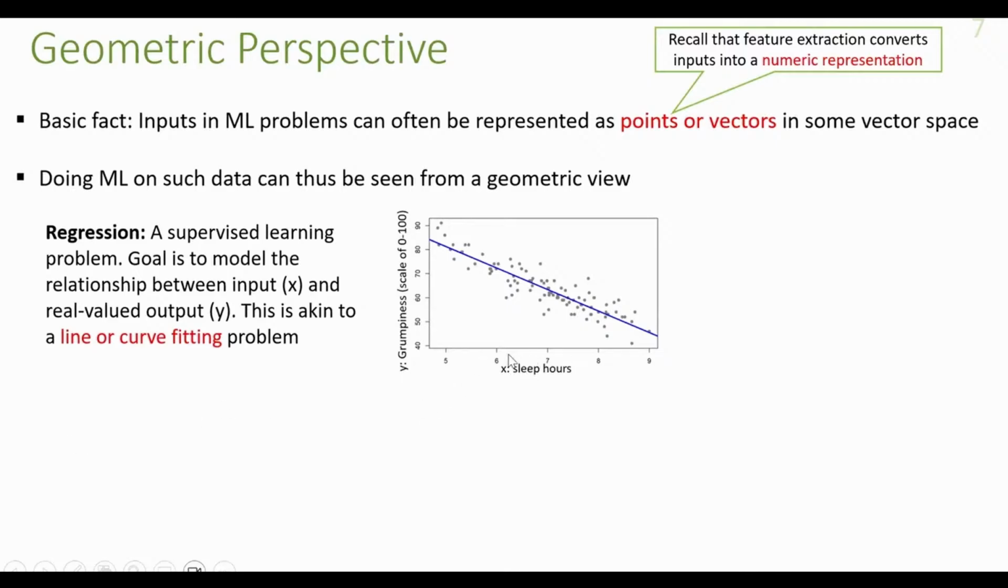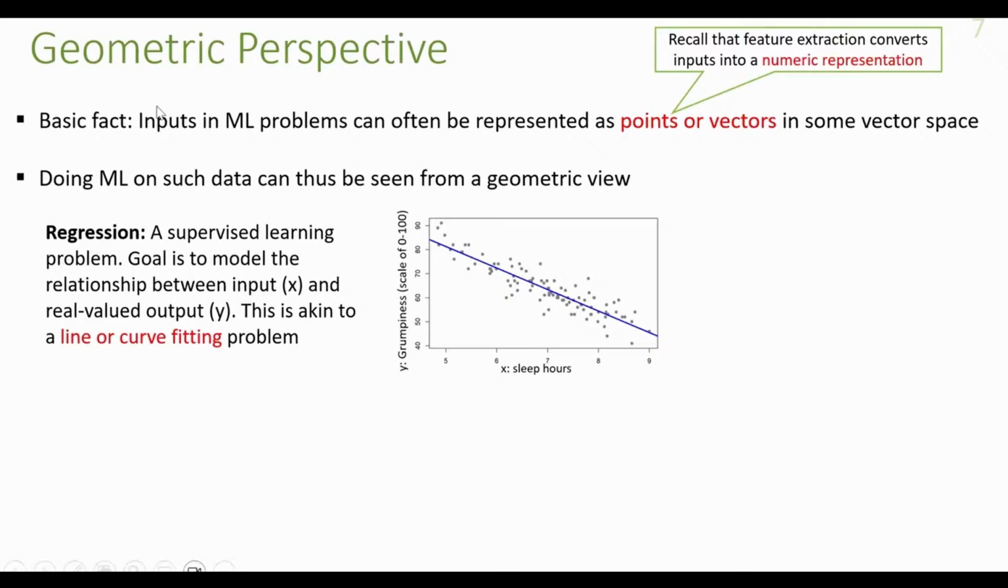So here, as you can see, we are plotting input versus output. Input here is sleep hours and output here is grumpiness. We are using this 2D plot to show this output-input relationship. Now suppose you have two inputs and one output, then we will plot that relationship in 3D. Let's say on the x-axis you have the first input, on the y-axis another input, and on the z-axis the output. Then we need 3D plots to show that input-output relationship.